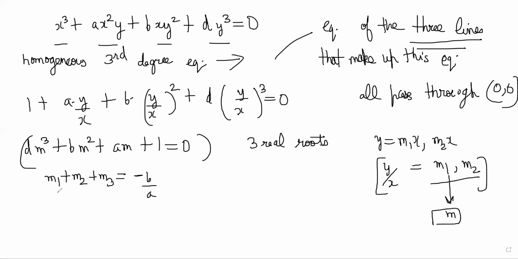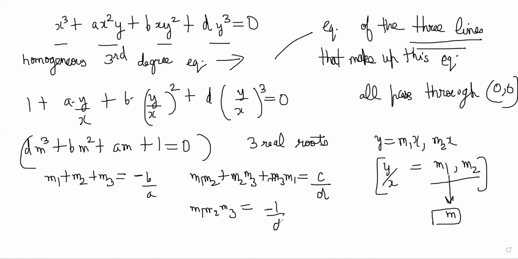Correct. And you have the sum of the slopes taken two at a time, m1m2 plus m2m3 plus m3m1, is equal to c by a, right? Correct. And the product m1, m2, m3 will come out to be minus plus minus, so minus 1 by d, right?